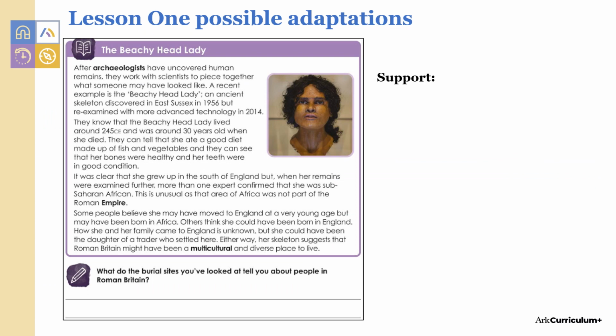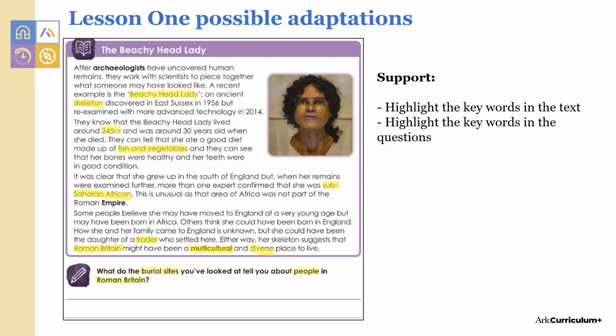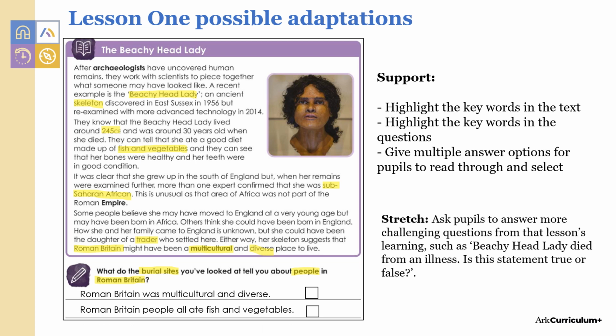In Lesson 1, pupils need to read text and answer questions based on that text. To support pupils, you could highlight the keywords in the text, highlight the keywords in the questions, give multiple choice answer options for pupils to read through and select, and stretch pupils by asking pupils to answer more challenging questions from that lesson's learning, such as, Beachy Head Lady died from an illness. Is this statement true or false?